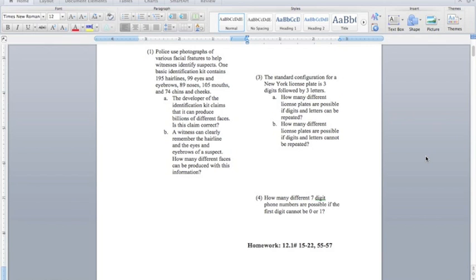Okay, and that's the kind of thing here where we can select all these different hairlines. We pick one of those. We can select one set of eyes. We can select one nose. How many different faces can we make when we put this all together?